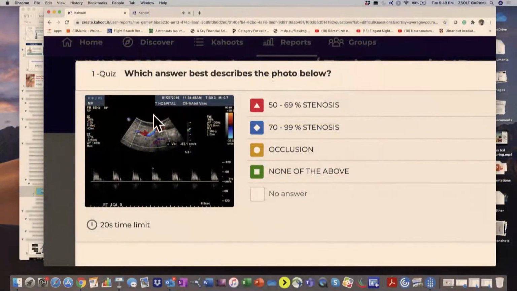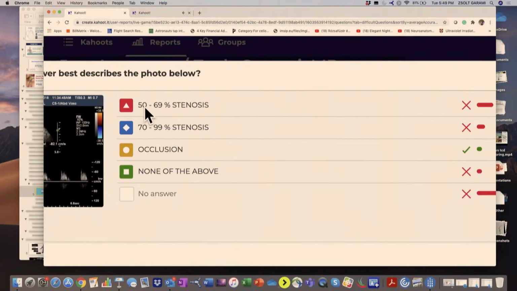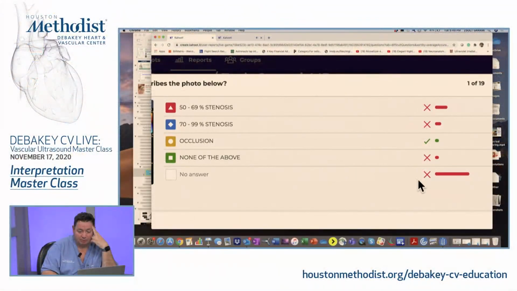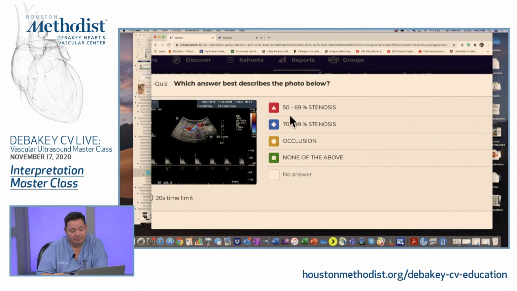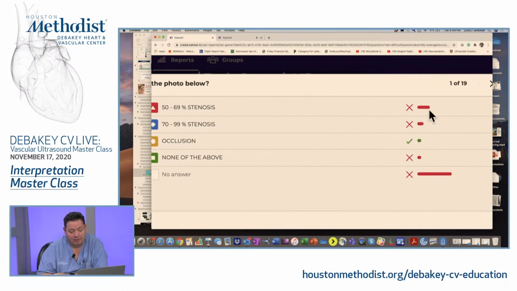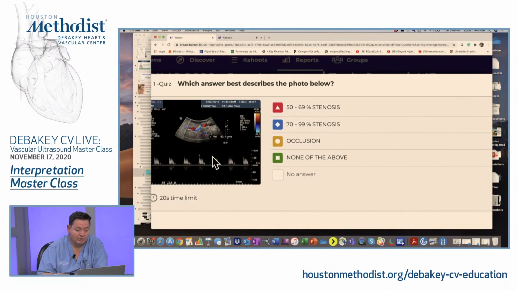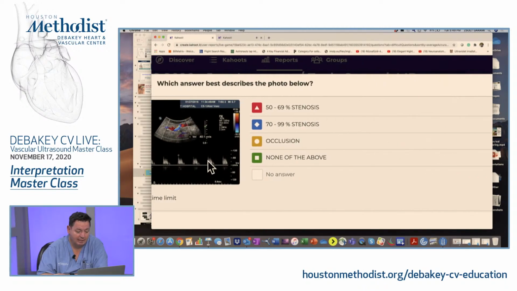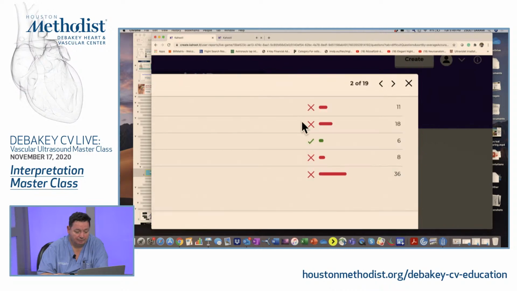So these are the questions we set up. We showed you a carotid waveform, and the answers were: is this a 50 to 69, 70 to 99, occlusion, or none of the above? A few of them selected no answer, and this was one of the eye-openers: based on the velocity everybody went for the 50 to 69%, and only very few people saw the occlusion, the extremely high resistance, no diastolic flow in the ICA. We need to call it occluded.